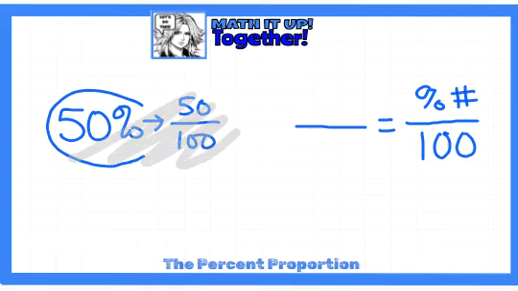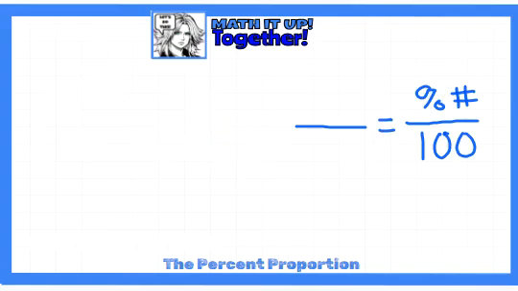And then we have two more parts of our percent proportion. This part is going to be the portion. And this part is going to be the whole. Now, what we have to remember when we get into this higher level math is that a portion can be bigger than the whole. It sounds silly, but it can happen.